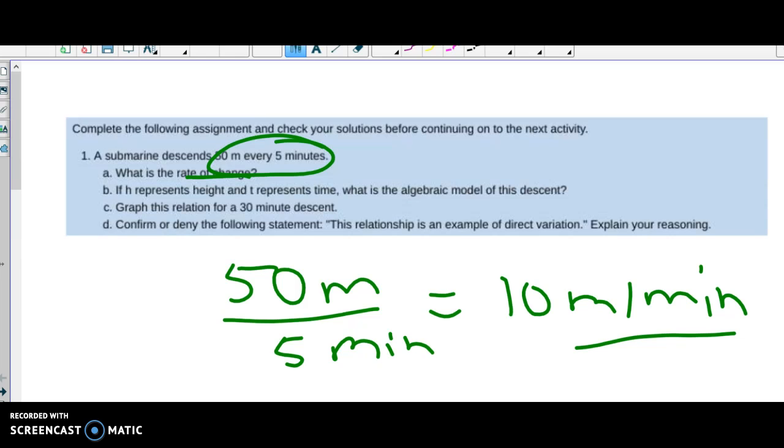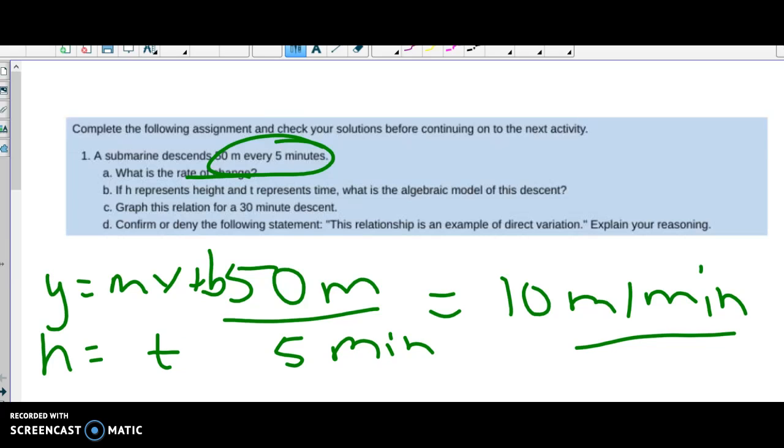If h represents height and t represents time, what's the algebraic model? This one's a little more difficult to do. What you want to do is, eventually we're going to get into this case where we have y equals mx plus b, and y is your independent or your dependent variable. So in this case, this will be your height. So h is equal to something times time plus something.